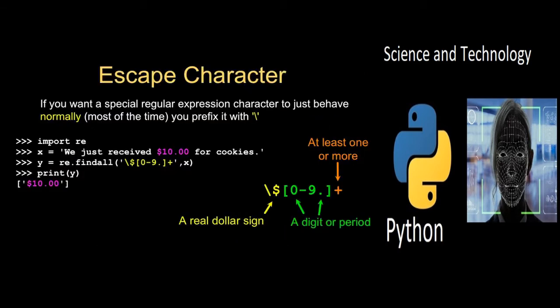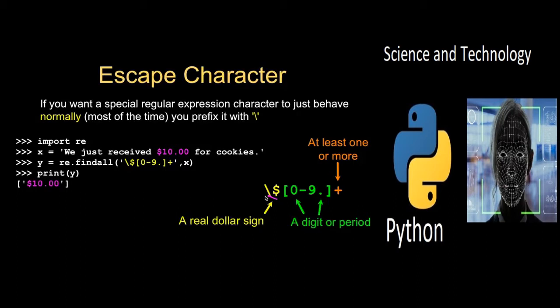We have an escape character, and the whole idea is that sometimes all these little special characters that make a lot of sense to us, we actually want to search for. So what if we want to search for a $? Well, we just prefix it with the backslash. And that just means this is a real $. So backslash $ is a real $.